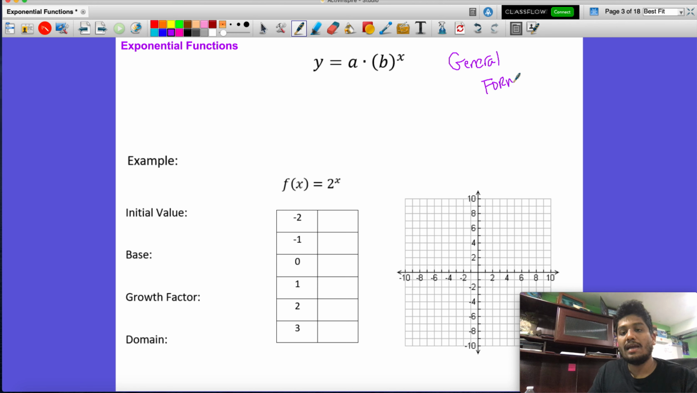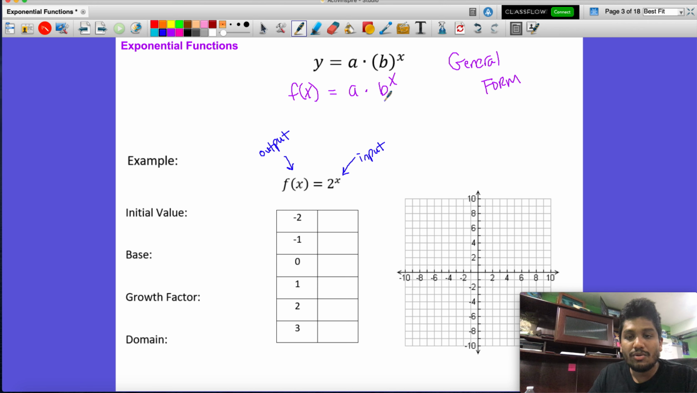All right. And an example is right here. Now, another way that we could write this is y is f of x, and sometimes you'll see that. Okay, a times b to the x. And if we take a look at what we have here, we have f of x is equal to 2 to the x power. So this right here is going to be our output. And this right here will be our input.